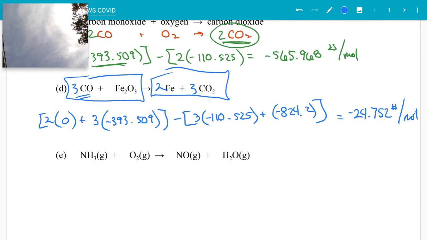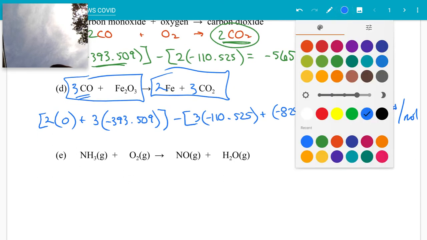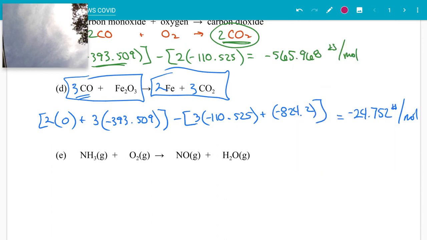All right, let's try a new color. We'll do one last of these types of problems, and then we've got a few others that we're going to work through. Okay, this is letter E. I will balance it off for you. So 4 of the ammonia plus 5 of the oxygen yields 4 of the nitrogen oxide. There we go, nitrogen oxide. And then plus the water is 6 water in that case.